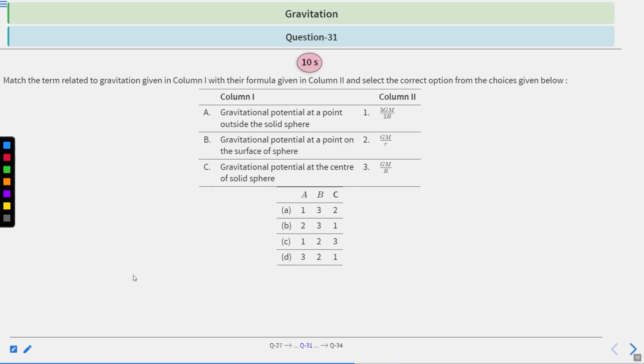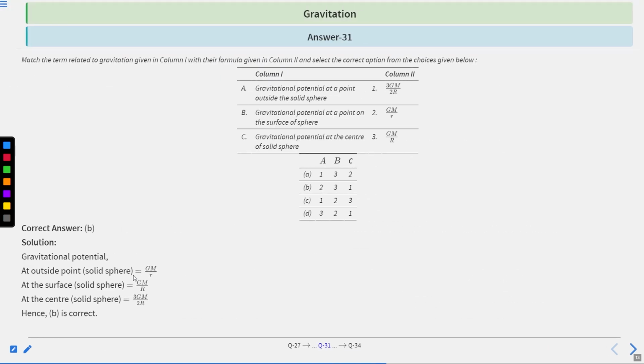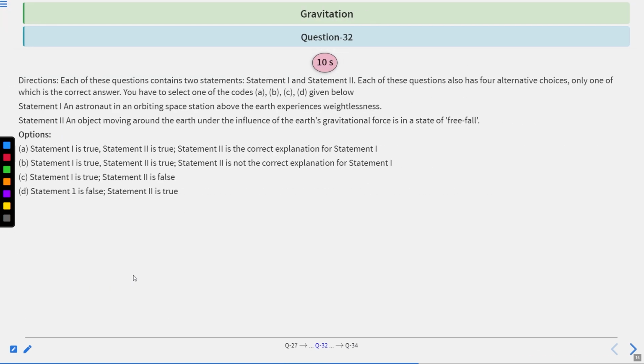Next question, question 32. This is a different type of question. Directions: each of these questions contains two statements, statement first and statement second. Each of these questions also has four alternative choices, only one of which is the correct answer. You have to select one of the codes A, B, C, D given below.